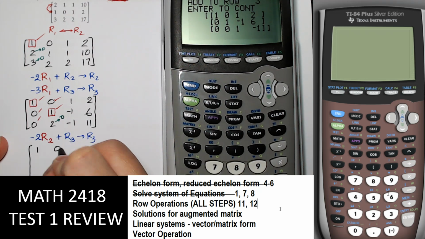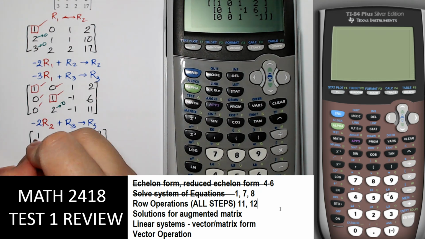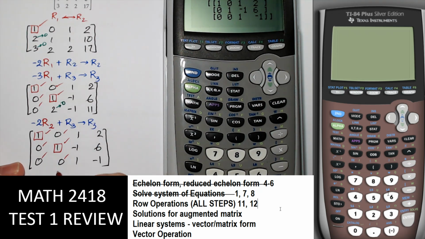1, 0, 1, 2; 0, 1, -1, 6; 0, 0, 1, -1. Right, now let's check. We have 1 here, which is good, 0, 0, that's good. Pivot here, good, 0, 0, that's good. Next row, the first non-zero entry is 1, so that is good also. All we need to do is turn those two to zeros. Those two numbers to 0.